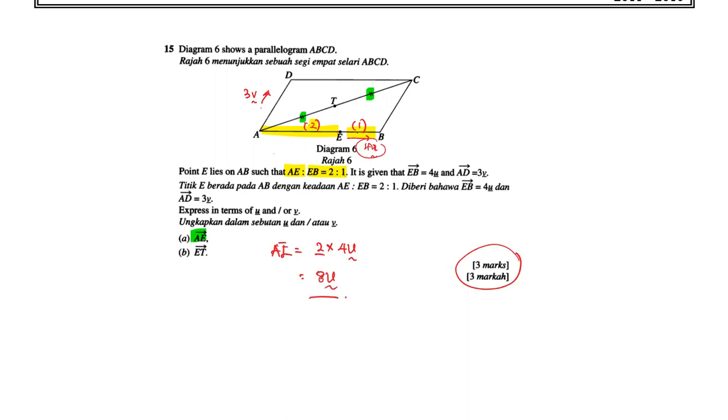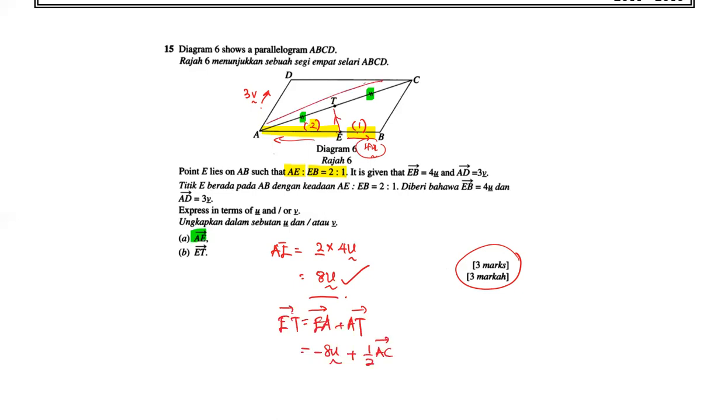And then ET. E to T, I will choose E to A, then A to T. Remember to put the symbol. E to A, I know lah, E to A is negative 8U. You must make sure that this one is correct. Otherwise, everything is wrong. Then AT is half AC.